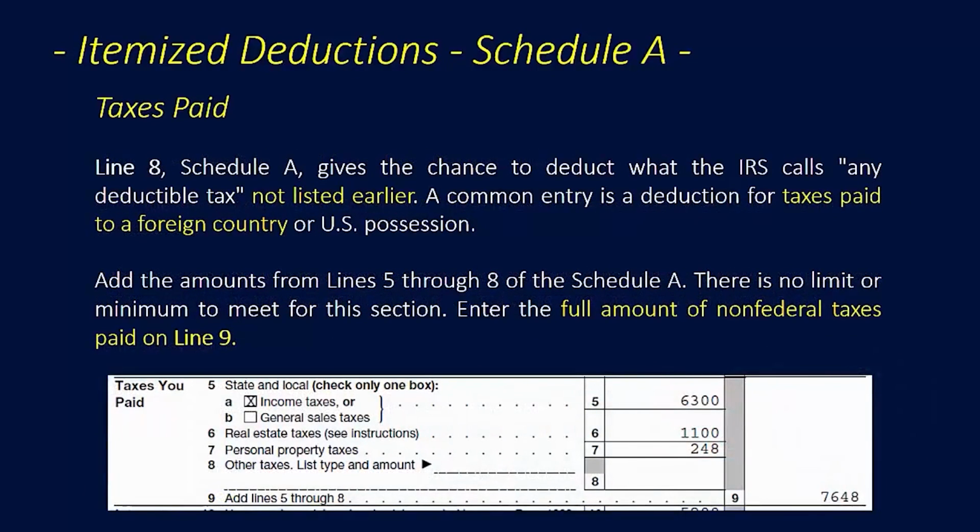Line 8 of the Schedule A gives the chance to deduct what the IRS calls any deductible tax that hasn't been listed earlier. A common entry is a deduction for taxes paid to a foreign country or to a U.S. possession. You add the amounts from lines 5 through 8 of the Schedule A. There's no limit or minimum to meet for this section. We enter the full amount of non-federal taxes paid on line 9.